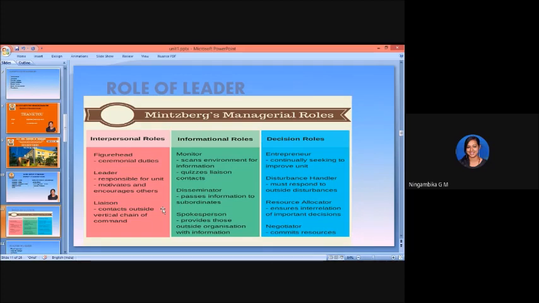The next one is decision roles. In many cases, leaders should take a decision to balance the workflow in the organization, right? Sometimes he acts as an entrepreneur, sometimes as a disturbance handler, and sometimes as a resource allocator and negotiator. So based on the specific function, he should take some decision.